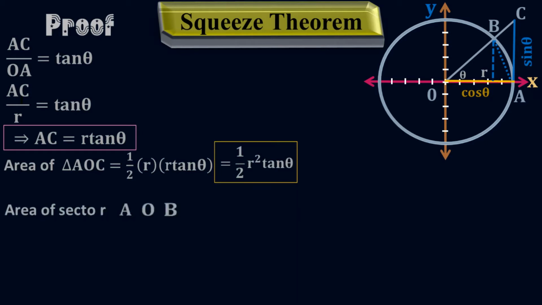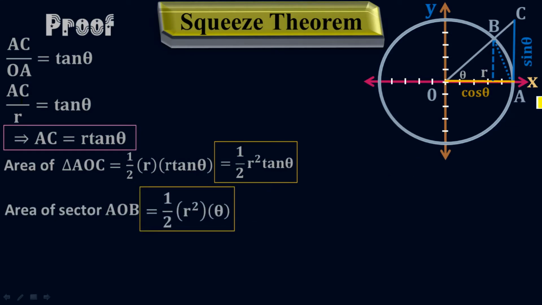Now to find the area of the sector AOB, it equals 1/2 times R squared times theta. What is my sector? Look, I am done with the triangle AOC. Now I'm going to find the sector area. This round area, this round part from here up to here.